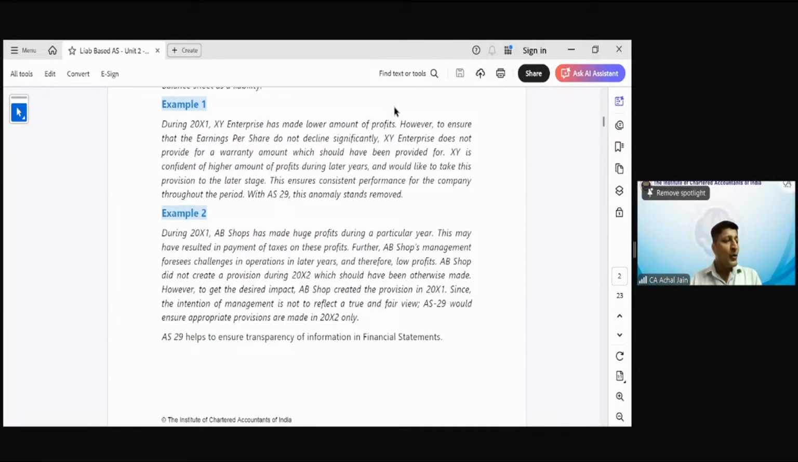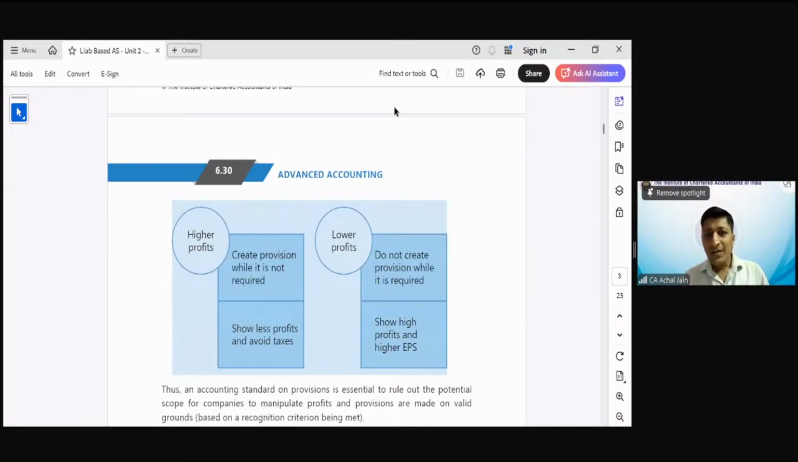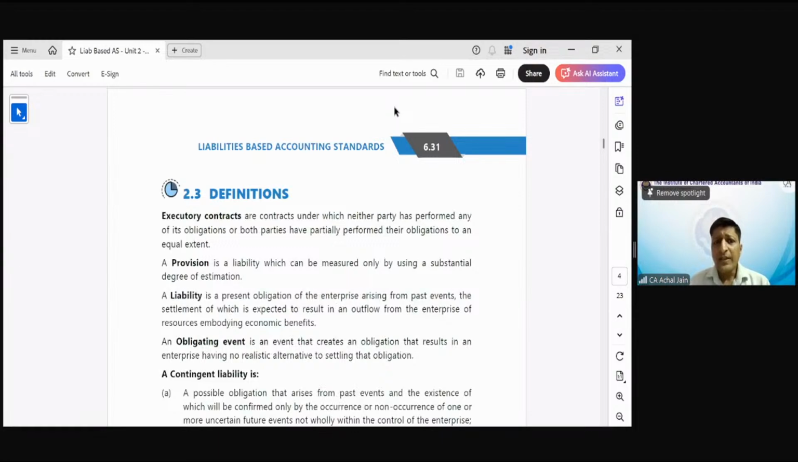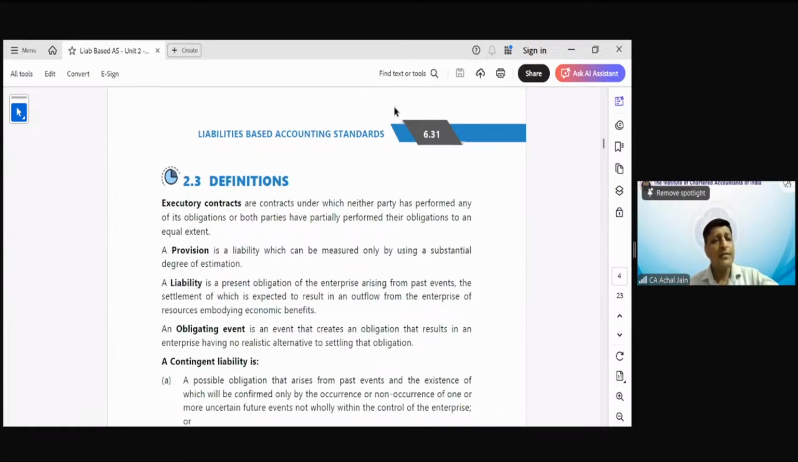So therefore, to look into all of these practices and take care of all of these challenges, AS29 is required to be considered. Now, this standard primarily, as we discussed, deals with provisions, contingent liabilities, and to a certain extent contingent assets also, which we'll discuss as we move further. There are some aspects and definitions of this standard which are very important to look into.